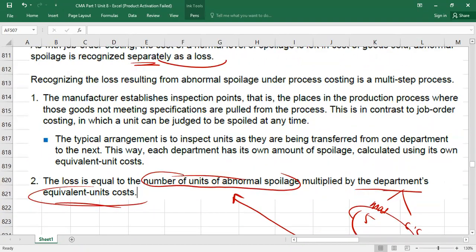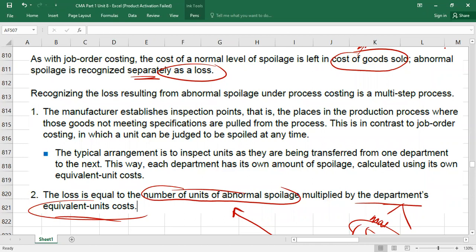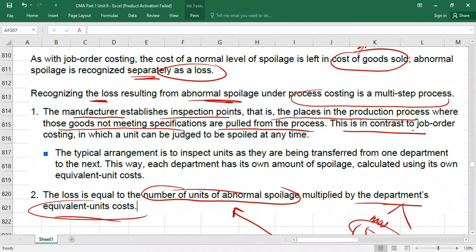So please go through this. First, I told you, normal spoilage is product cost. Abnormal spoilage is a separate loss. Remember this point. Then I told you, recognizing the loss resulting from abnormal spoilage under process costing is a multi-step process. What is multi-step? The manufacturer establishes inspection points in the production process where goods not meeting the specification are pulled from the process. Obviously, you will separate those products. This is in contrast to job order costing. There we don't do inspection, I'm just assuming. In job order costing we can find out spoilage at any point. But in process costing, spoilage should be found out at the end of each process. This is the difference.